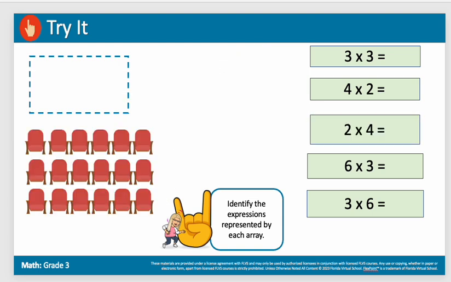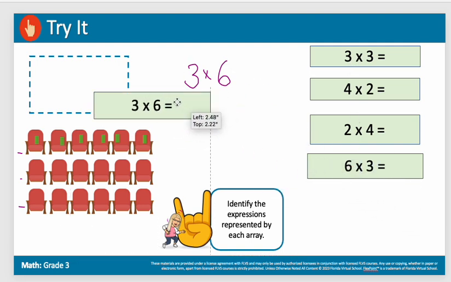All right, I want my 3rd graders to go ahead and pause the recording right now, and I want you to try this one. What is the expression represented by this array? Okay, I have 1, 2, 3. So I know I have 3 groups of something. How many are in each row? There's 1, 2, 3, 4, 5, 6. So I know I have 3 groups of the number 6, which is this one.